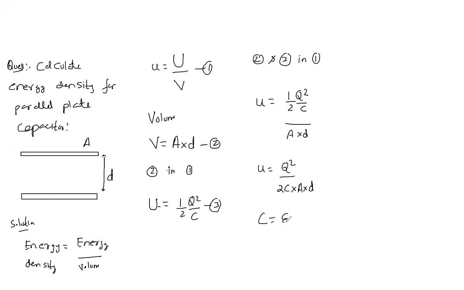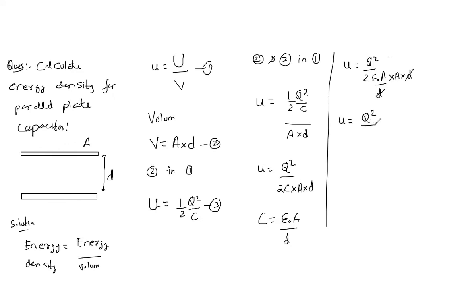Next, we can write your capacity as epsilon naught A by D. This is the expression of capacity. So your energy density comes out to be Q square by 2 epsilon naught A by D into A into D. You can just cancel this D with this D, and energy density comes out to be Q square by 2 epsilon naught A square. What is Q by A? Charge upon area. What is charge upon area? Q by A. Afroza. Sigma.